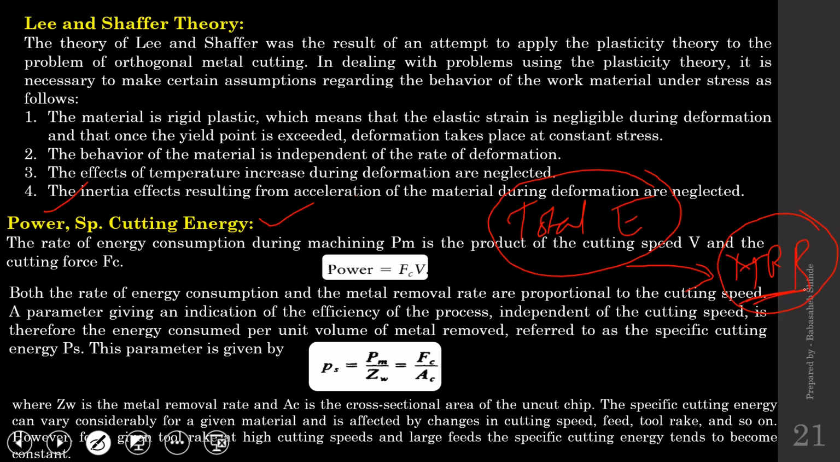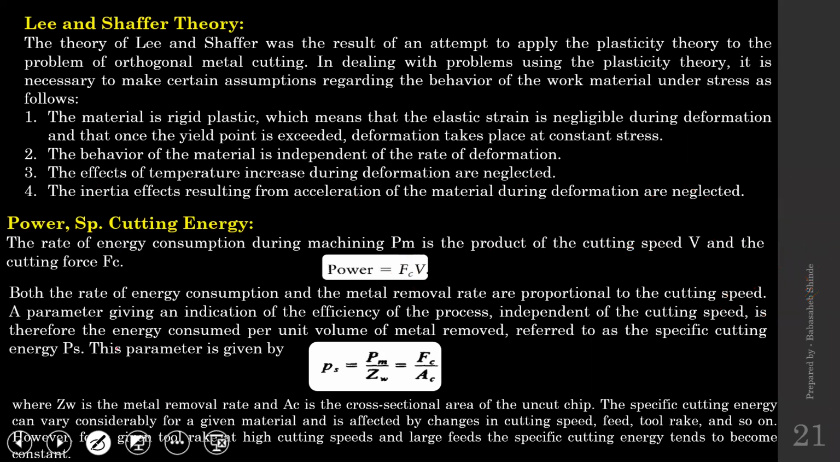Suppose I have removed a certain amount of material from the work surface. What amount of energy I have consumed to remove that material, that amount of energy is nothing but the power required. So it is a product of cutting force and cutting speed: Fc into V, where V is the cutting speed and Fc is the cutting force. If you take the product of those two, you will get the power.